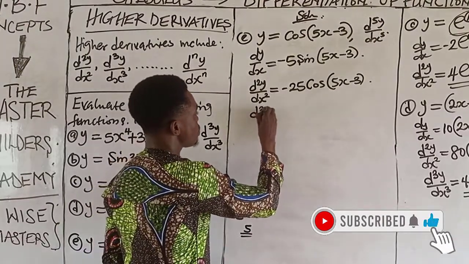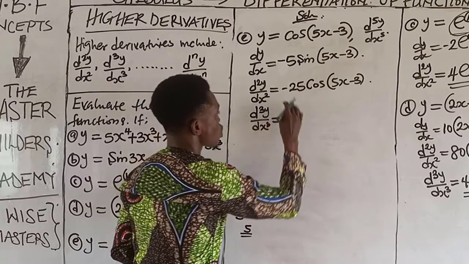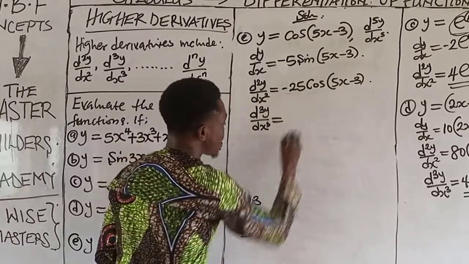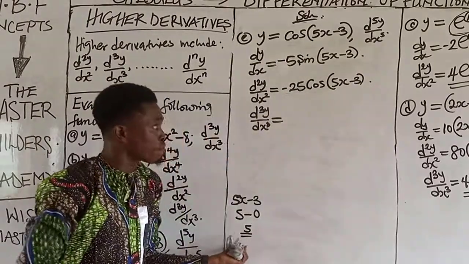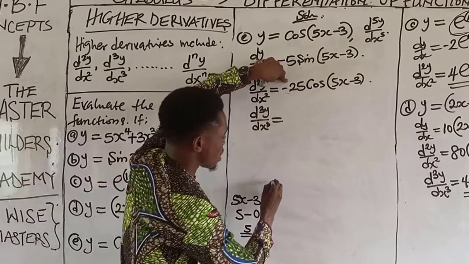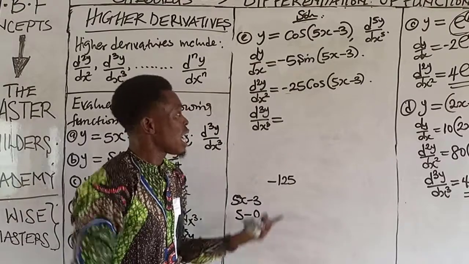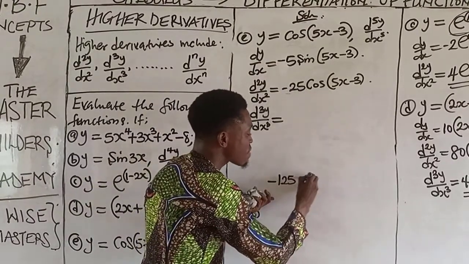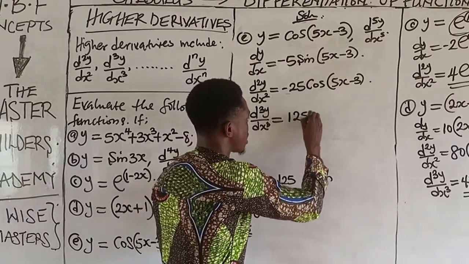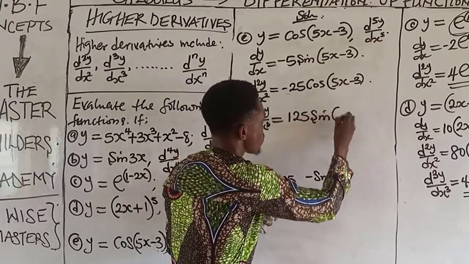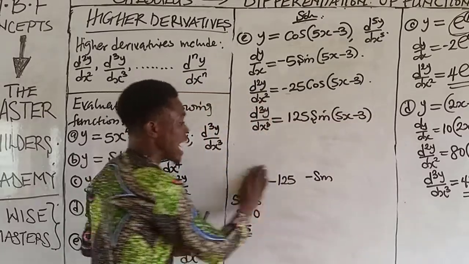Then for the third derivative, this is possible when we differentiate the second derivative. So to differentiate this now, we already have an existing negative 25 as a coefficient. And understand that we are going to differentiate this. So when we differentiate, we already have this to be 5. 5 multiplied by negative 25, we have minus 125. And now when you differentiate cos, you have negative sine. So minus multiplied by minus will give us positive 125 sine 5x minus 3. Angle remains unchanged. Then we are done with this.